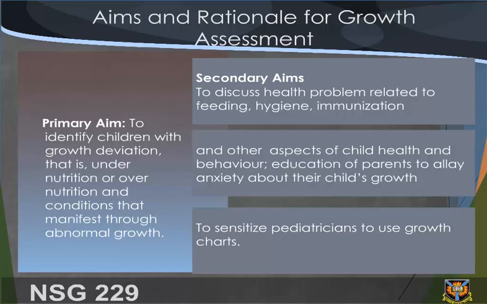Primary aim: to identify children with growth deviation, that is, undernutrition or overnutrition, and conditions that manifest through abnormal growth. Secondary aims: to discuss health problems related to feeding, hygiene, immunization, and other aspects of child health and behavior; education of parents to allay anxiety about their child's growth; and to sensitize pediatricians to use growth charts.